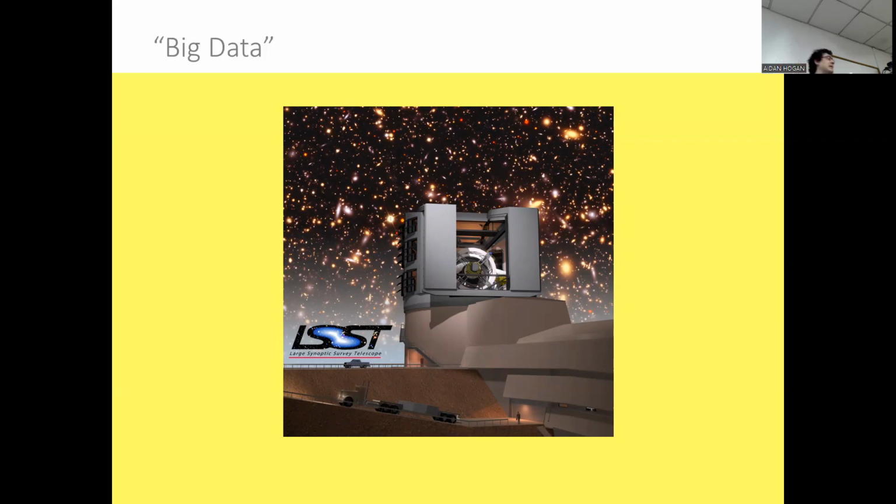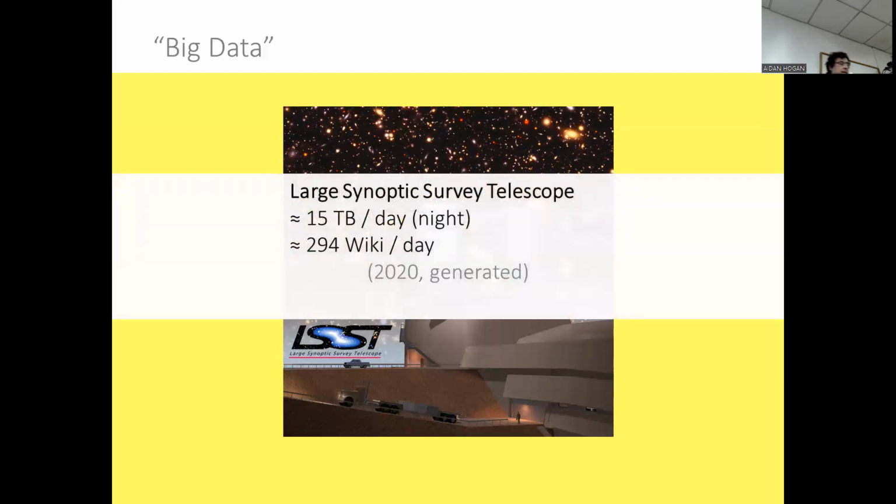So this is LSST. Effectively, it's a huge astronomic camera that's taking video of the night sky. Why taking video of the night sky? Because they want to notice when things change in the sky. They're looking for transitory objects or for things that change, for example, supernovae. So they don't want to look very deep into the night sky. They want to look broadly across the night sky and look for changes. So it's taking a very high resolution video of the night sky. It's generating about 15 terabytes per day, or about 300 Wikipedias per day. And I think that's just in terms of alerts. This is more notable detections.